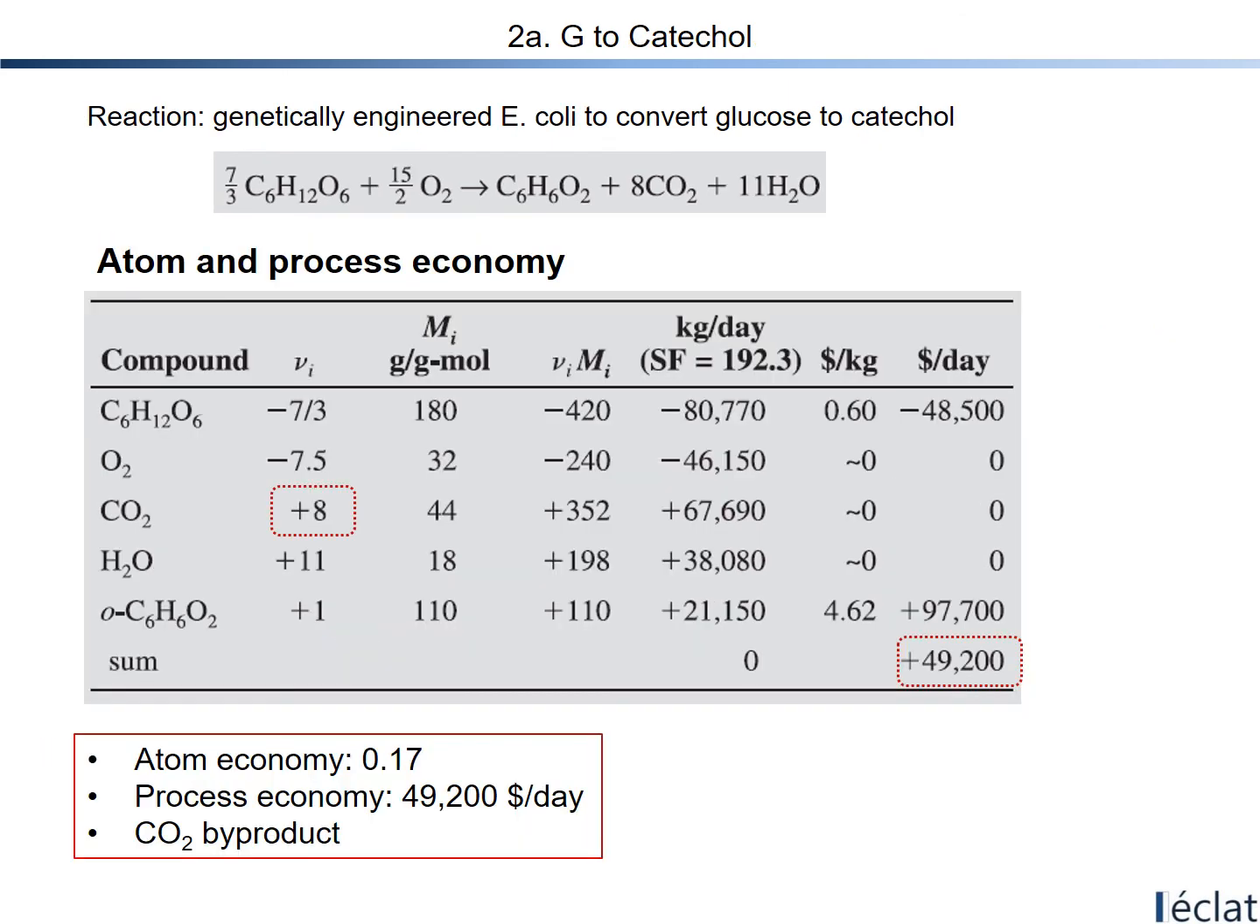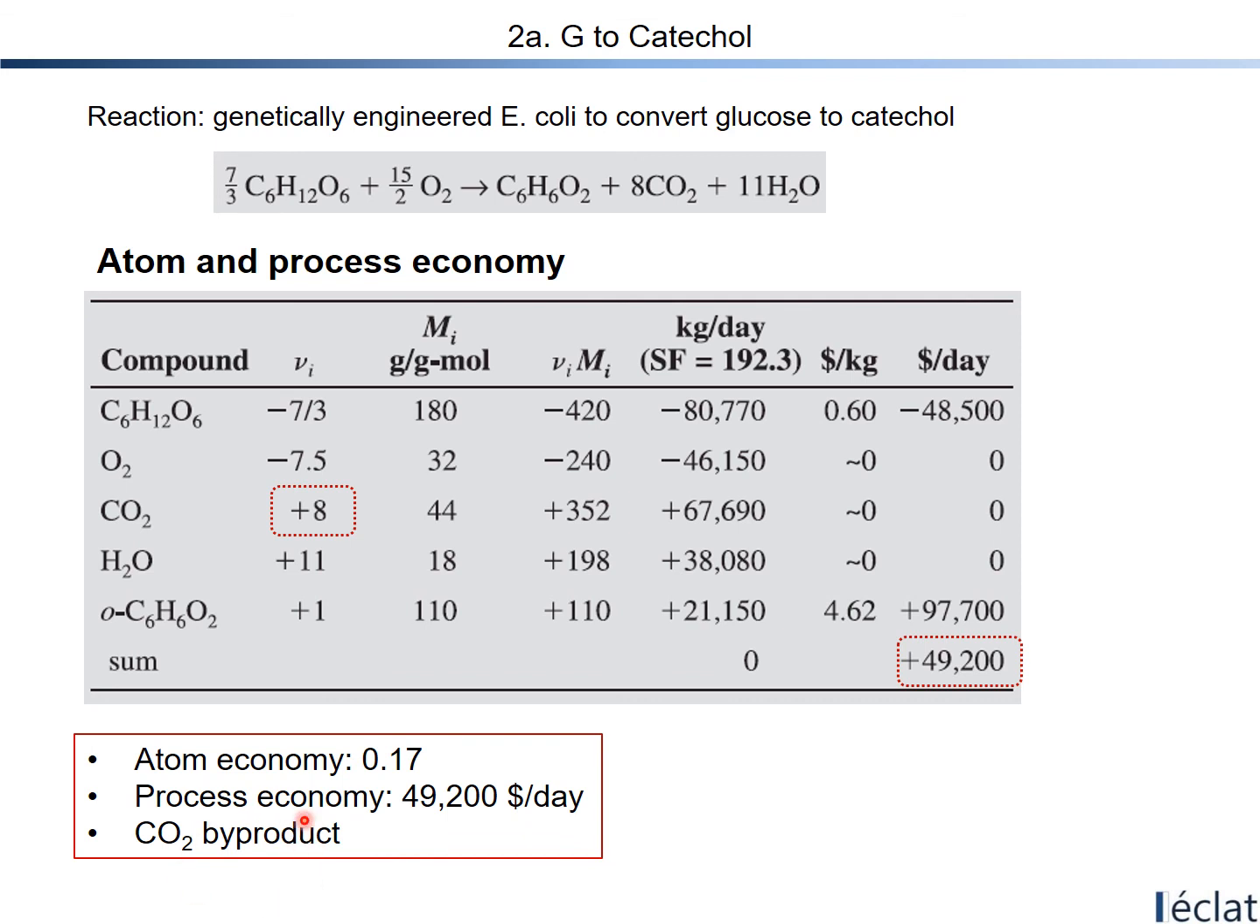Of course, the second glucose process is for the production of catechol. And this is the balanced chemical reaction equation. And then here's the table for the economy calculation. And then you can calculate like that, also less than 20%. However, the good thing is we can earn money even if we are using renewable resources. About $50,000 per day earning. But still we have a CO2 byproduct.